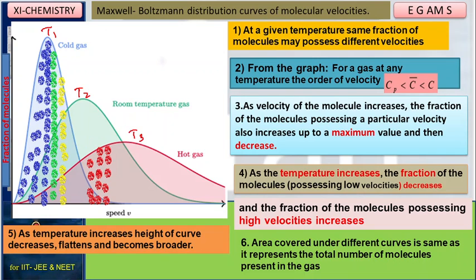In all the cases, the number of molecules will be the same. The area covered under the different curves is the same as it represents the total number of molecules present in the gas. Whatever molecules are present in this gas, the same molecules are present under this curve, and the same under this curve. We have just increased the temperature from here to here, here to here. The graph is moving like this.